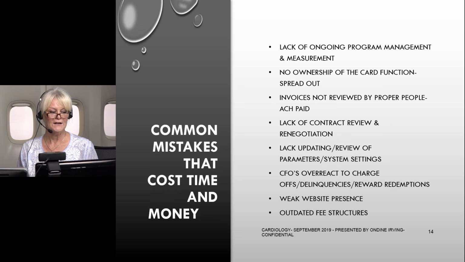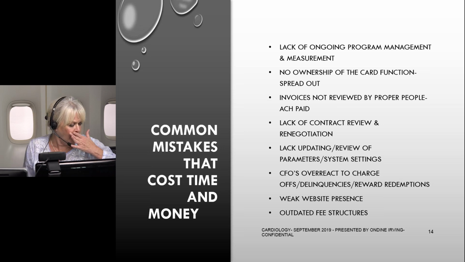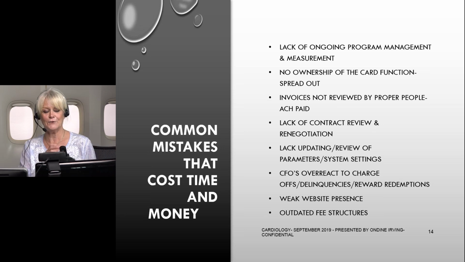Here we go. Here are the mistakes: lack of ongoing program management and measurement. Again, no ownership of the card function. Your invoices, we're going to touch on the invoices and what you're paying your processor. How often do you, or accounting, look at the bottom line and say, oh, it's pretty much the same as it was last month? Yeah, we'll go ahead and okay it. It's not as though you can stop it anyway. It's all ACH.